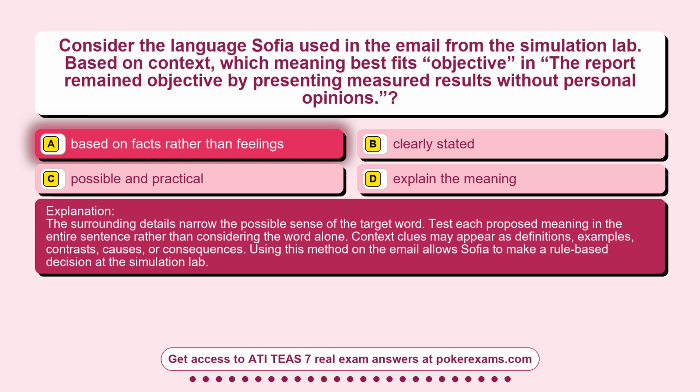The surrounding details narrow the possible sense of the target word. Test each proposed meaning in the entire sentence rather than considering the word alone. Context clues may appear as definitions, examples, contrasts, causes, or consequences. Using this method on the email allows Sophia to make a rule-based decision at the simulation lab.